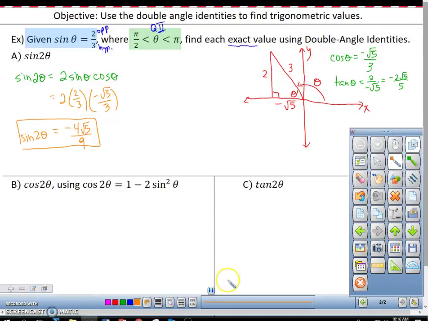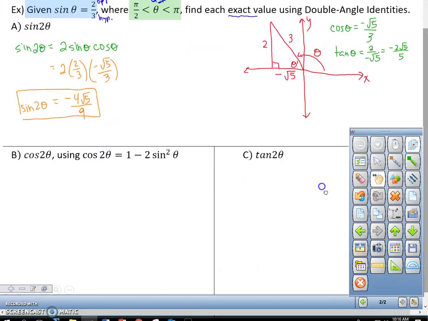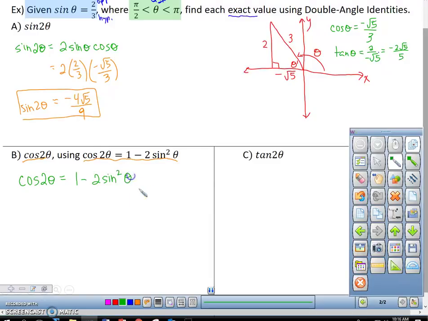For the second part here, we notice that we are dealing with finding cosine of 2 theta, but we're told to use this particular double angle identity. So here we have our cosine of 2 theta is 1 minus 2 times sine squared theta. So remember, sine squared theta means sine of theta, quantity squared. So that means that when we plug in the value for sine of theta, this becomes 1 minus 2, and our sine of theta is 2/3, so the 2/3 is what is being squared, the value of the sine of theta.